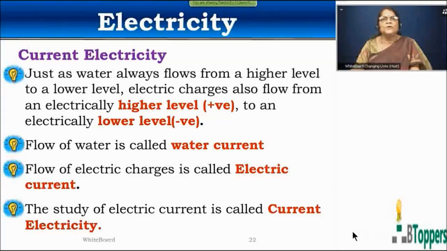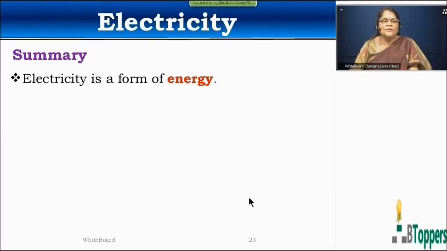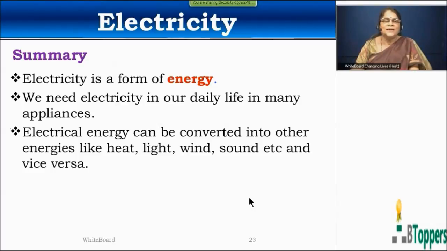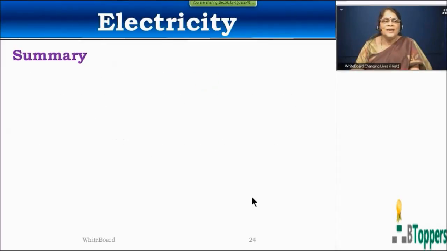We will be learning about current electricity in our next session, and in this session we have learnt about static electricity. What have we learned today, children? We have learned that electricity is a form of energy. We need electricity in our daily life in many appliances. Everywhere, whatever we use requires electrical energy. The electrical energy can be converted into other forms of energy. Similarly, other forms of energy also can be converted into electrical energy.